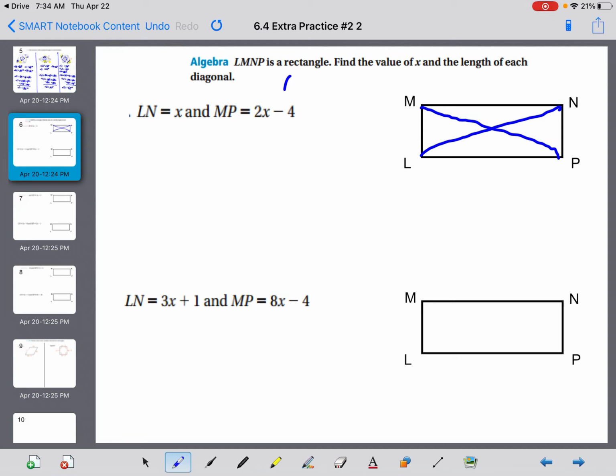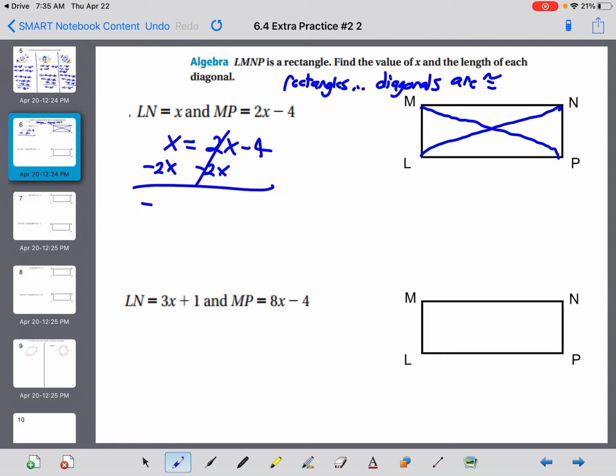So remember, for rectangles, diagonals are congruent. So we're going to set these equal to each other. x equals 2x minus 4. I'm going to subtract 2x on both sides, and we get negative 1x equals negative 4. Divide both sides by negative 1, and x equals 4.